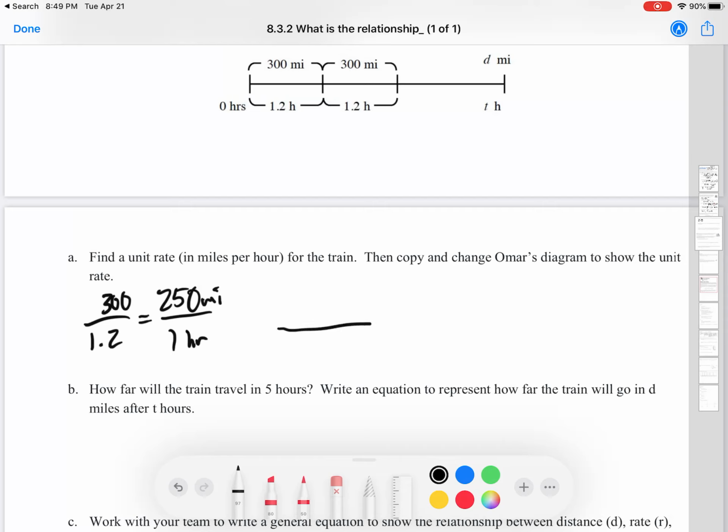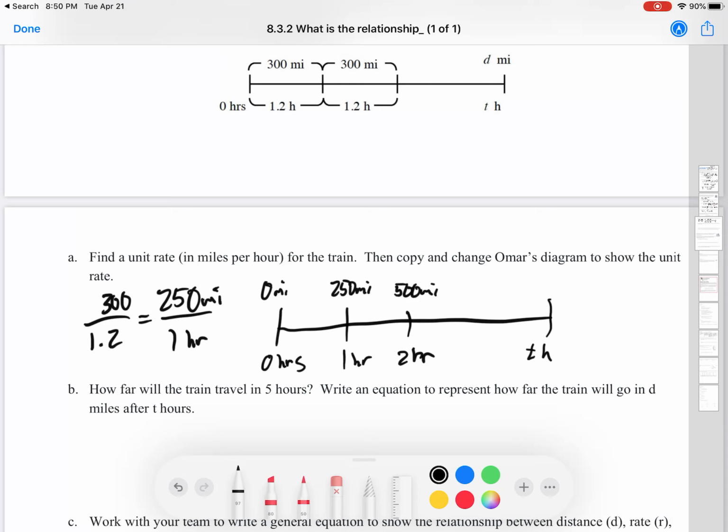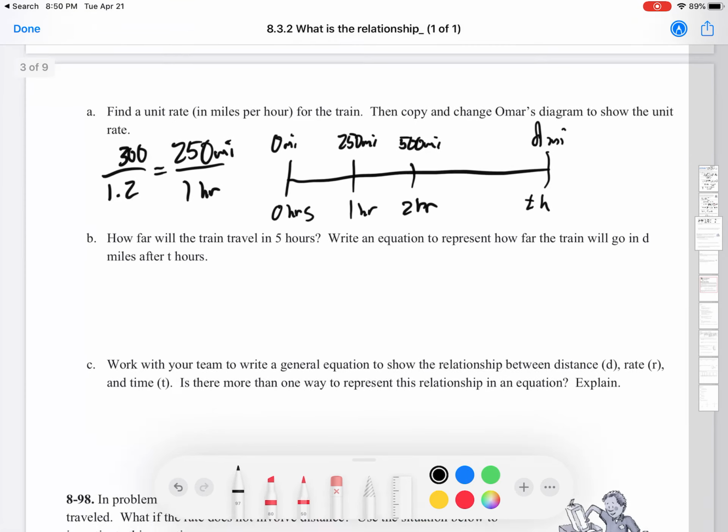So if I were to rewrite that diagram, here's my 0 hours, and now I'm going up to 1 hour and 2 hours, dot, dot, dot, up to t hours. How does our mileage change? Well, this is 0 miles. This one's going to be 250 miles, and this one will be 500 miles, right? I know they put it a little bit different, like the brackets, but it's the same thing. And d miles there, okay?